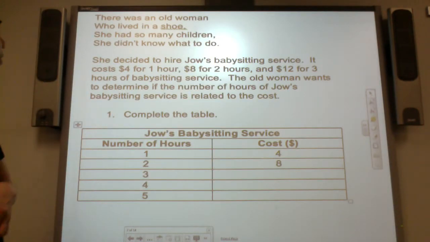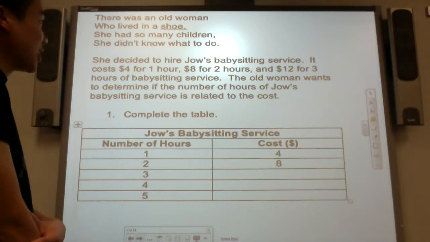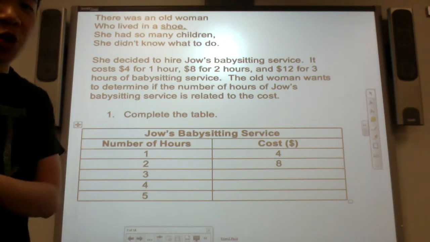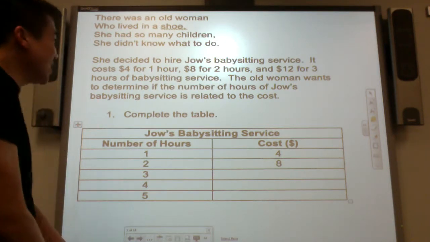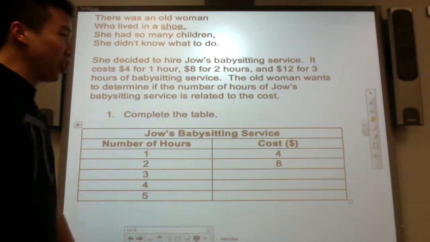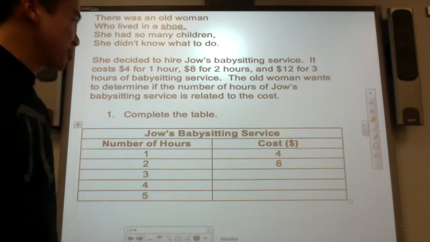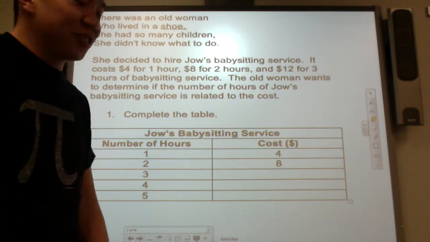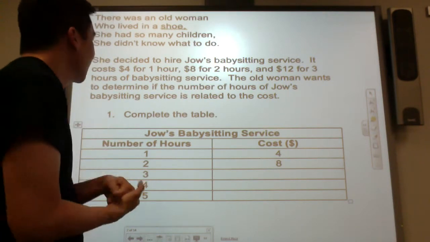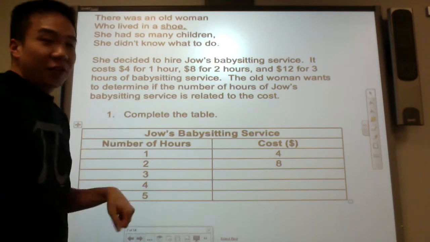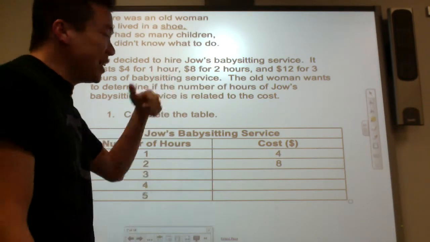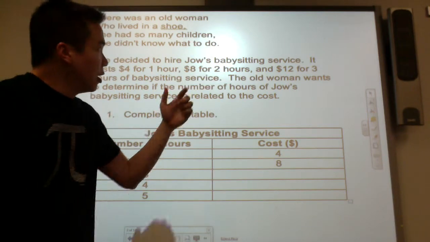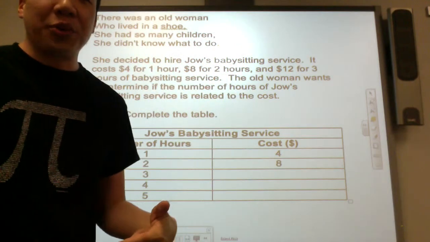There was an old woman who lived in a shoe. She had so many children, she did not know what to do. So she decided to hire me to babysit all her little kids. Oh, goodness gracious. But you know what? I'm very cheap. I only charge $4 for every hour, so less than minimum wage. However, if they come for me, I'll charge $8 for every 2 hours. Then I'll charge $12 for every 3 hours.